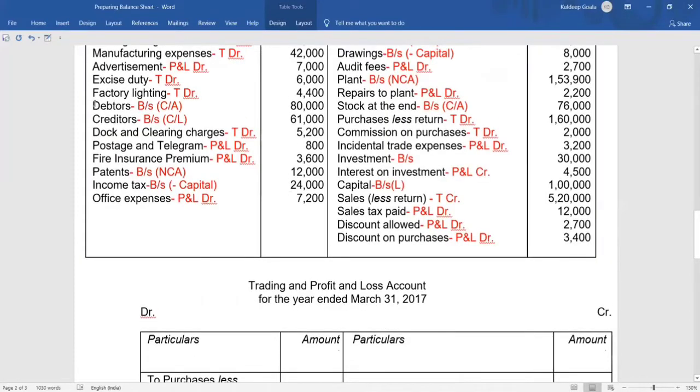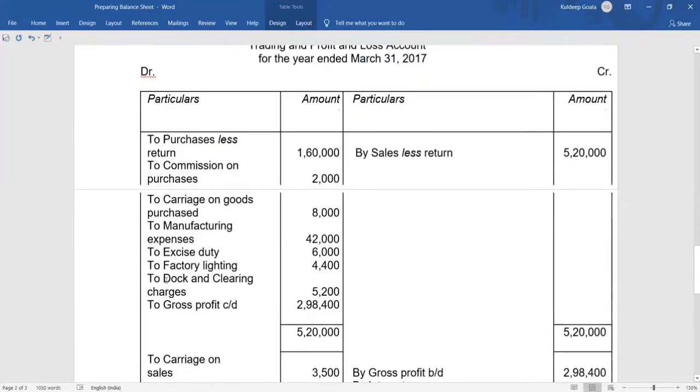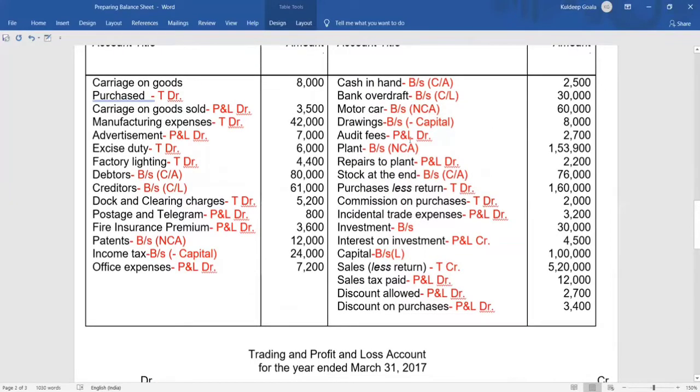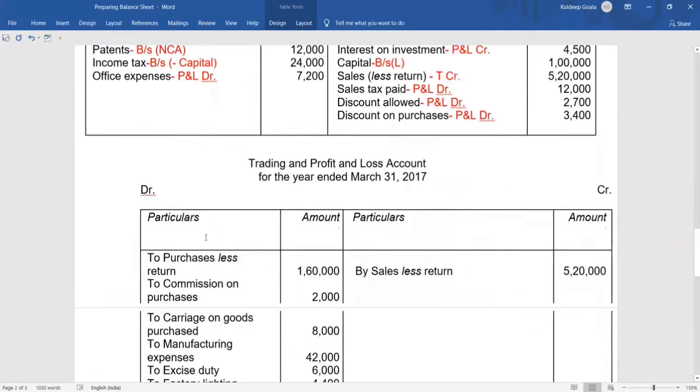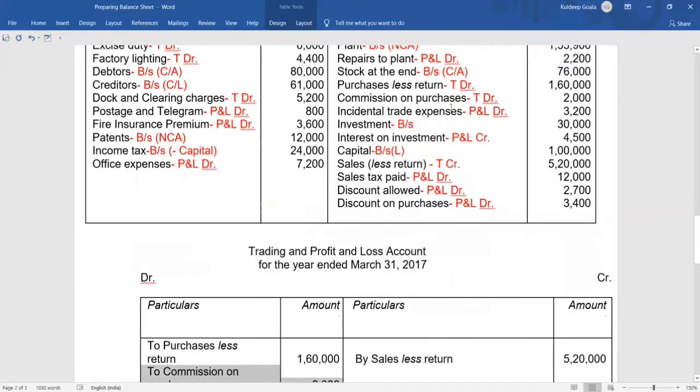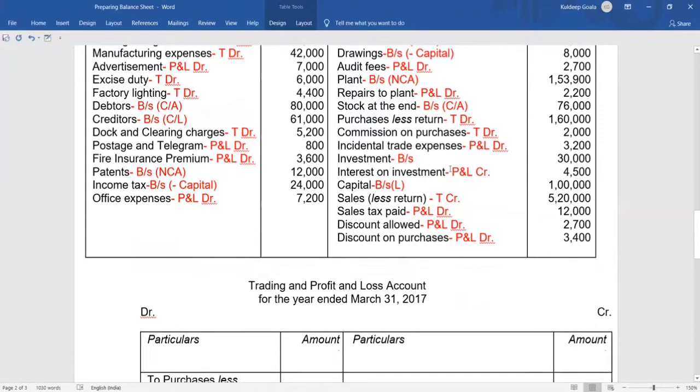Then coming to the next one, we have in the trading account dock charges and cleaning charges of 5,200. So that will also come here, to dock and cleaning charges 5,200. Now let's see what else is there on this side. We don't have anything else in the trading account, debit or credit. Purchase done. Commission on purchase of 2,000 was there, so we have to put it here: to commission on purchase 2,000. Clear? After that, in the trading account, we don't have any other thing. Sales is done, nothing else is there.